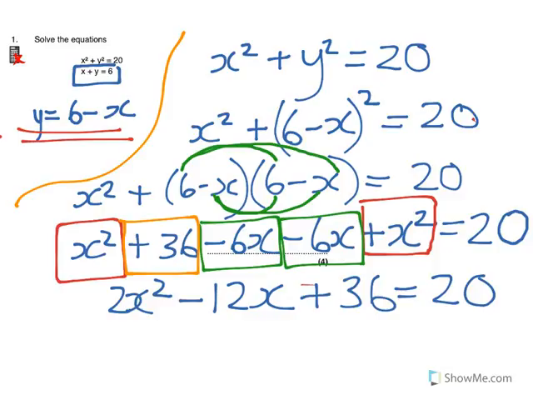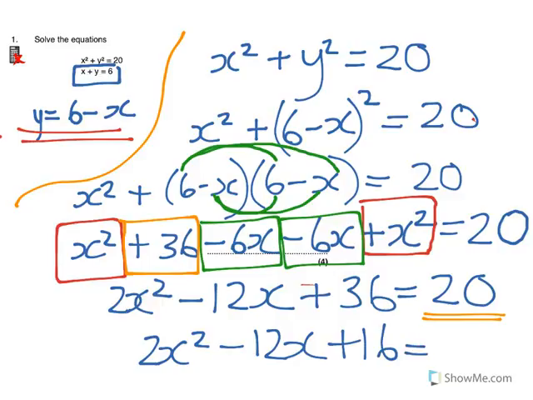Okay, so now what's really important is we're starting to get to the point where we've got a quadratic here, but in order to solve quadratics, it's important that we set them equal to 0. So in order to get this equal to 0, I'm going to need to get rid of this 20 over here. I'm going to do that by taking away 20 from both sides. So when I've taken away 20 from both sides, that will give me 36 take away 20, that's 16. And then 20 take away 20, that'll give me nothing. So now I'm at the point where I have my quadratic.